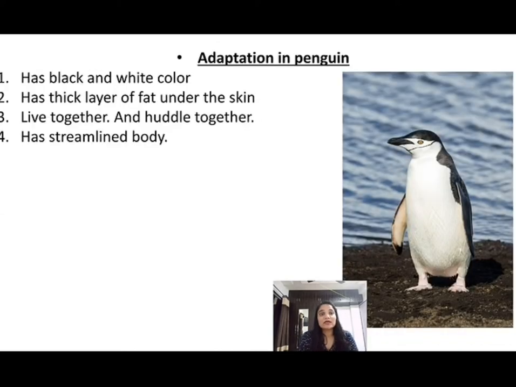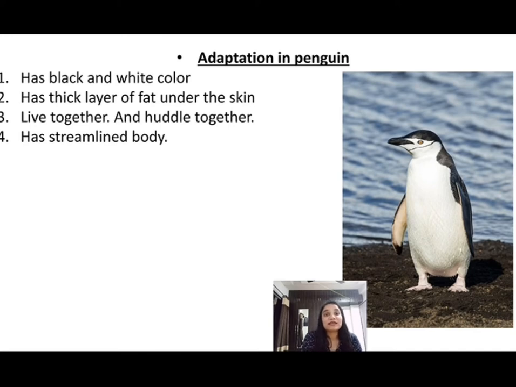Next one is about the penguin. The adaptations are the same. They have black and white color that will mix up with the background, so the predator is not able to identify them from far away. Second, they have a thick layer of fat under the skin. That particular penguin also lives in the polar region, so they also require some protection from the cold, so they also have fat under the skin.